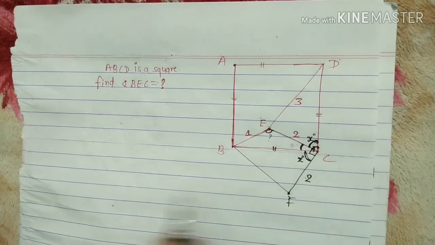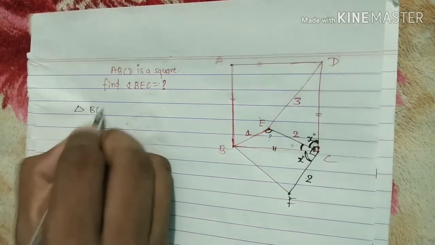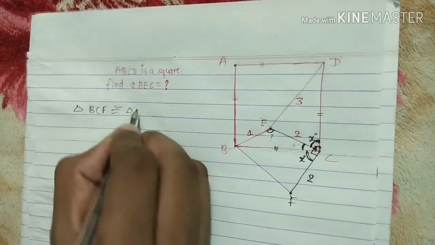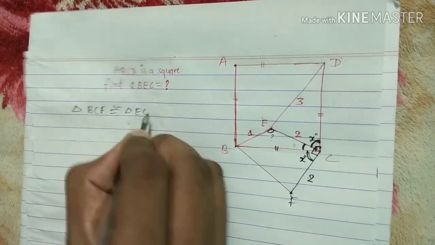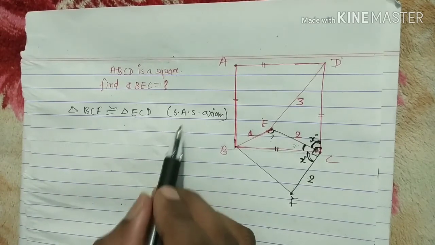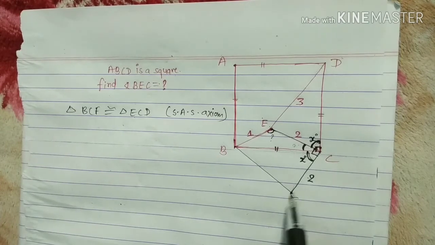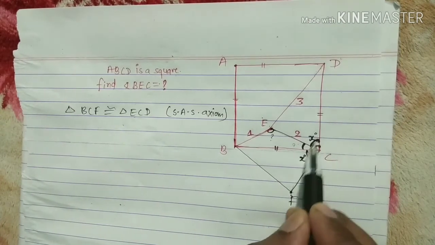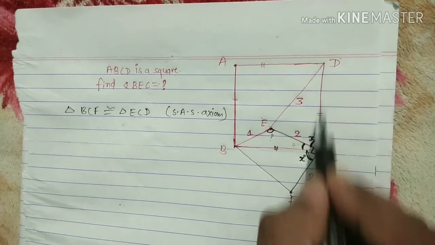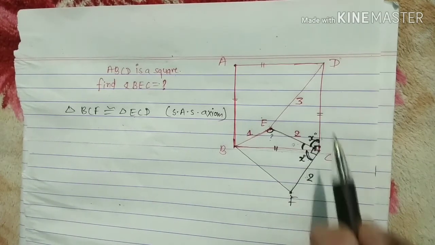Okay, so we can write here that triangle BCF is congruent with triangle ECD. These two triangles are congruent here by the side angle side axiom. As you can see in the figure, this side is equal to this side, this angle is equal to this angle, and this side is equal to this side. So side angle side, side angle side.